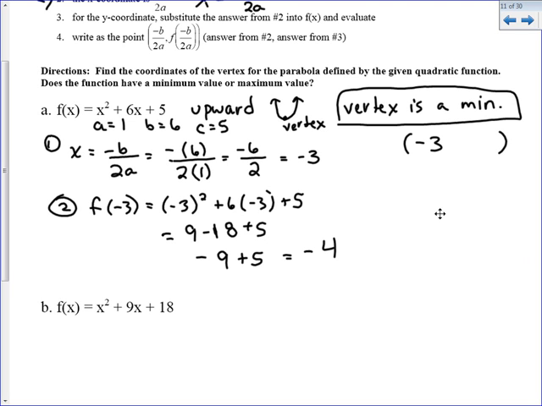And that's your y value. Whatever you get when you plug it back in is your y value. So my vertex, the point altogether, is negative 3, negative 4. So two parts. First use the formula for x, then you just plug it back in, and that's going to give you y.